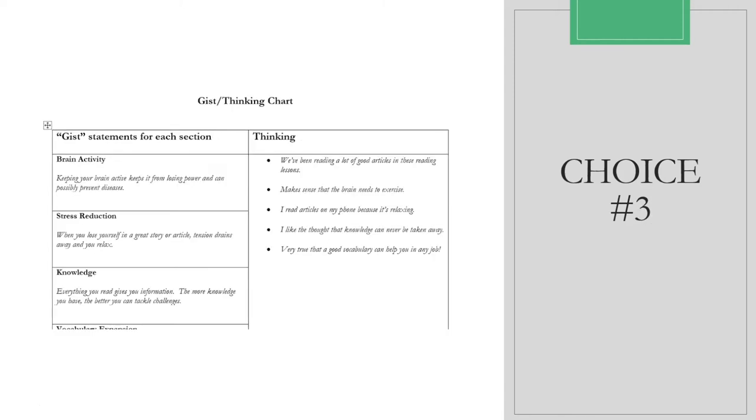Your third choice is the GIST thinking chart. This one is only two columns. To successfully complete this chart, you would highlight just the most important words or phrases from sections of the article. Then you would combine what you highlighted together to create GIST statements. The second column is where you record the thinking you're doing while you were reading.